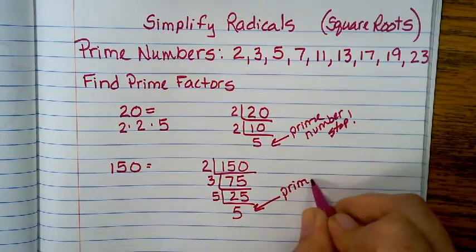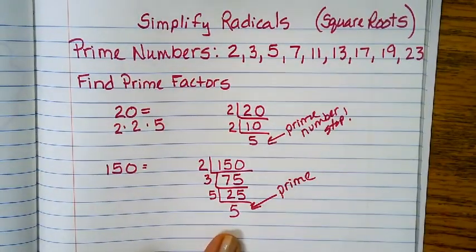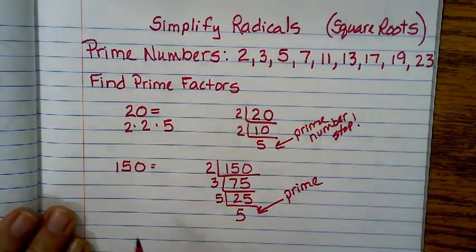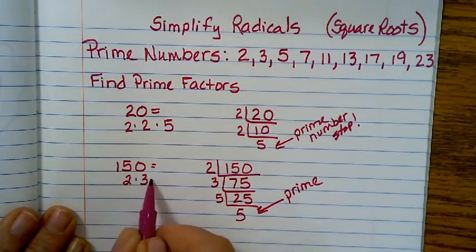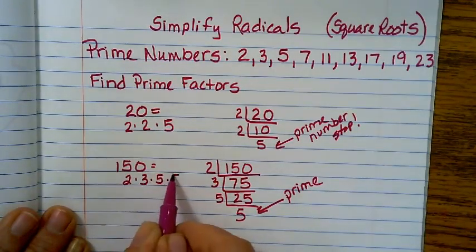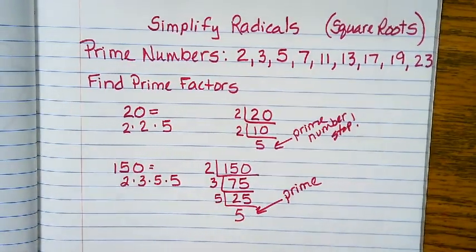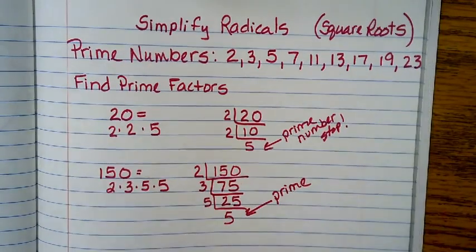So we stop, and the numbers down the side are all of your prime factors of 150. So it's 2 times 3 times 5 times 5. And if you check those on your calculator, 2 times 3 times 5 times 5, you get 150.